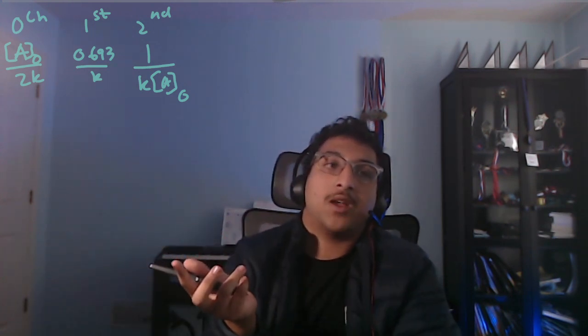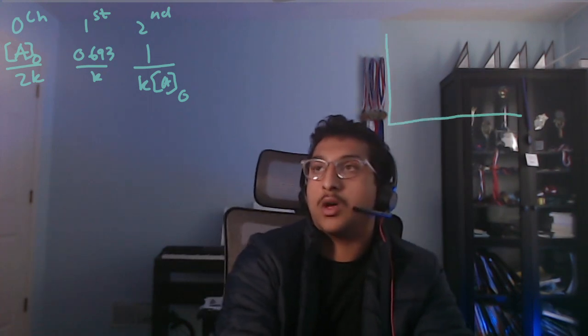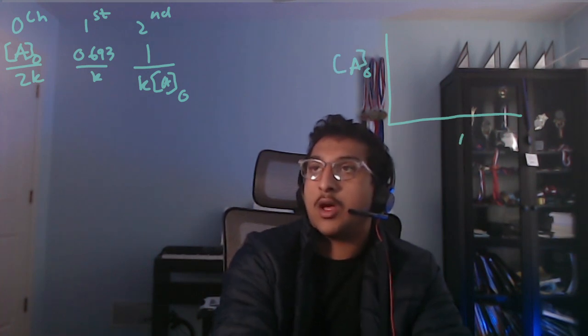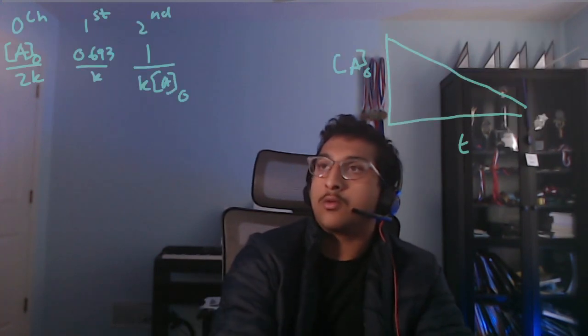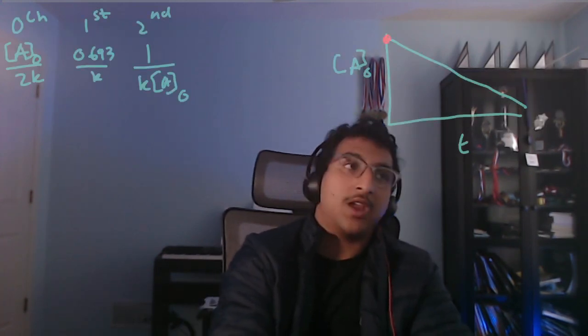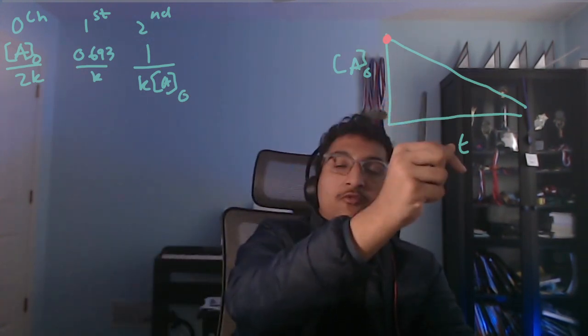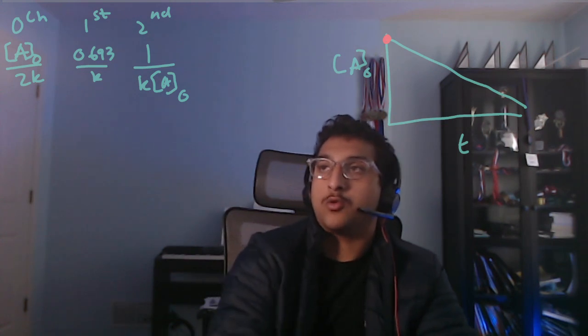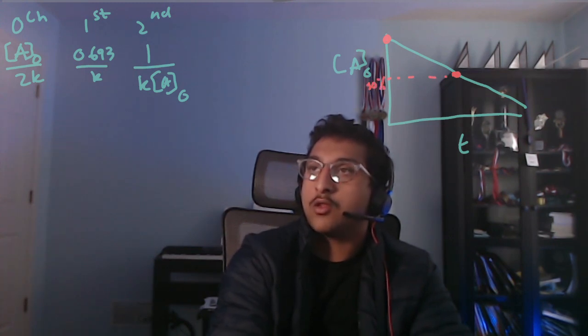Sometimes the problem might ask you, what is the second half-life? So given a concentration over time graph, let's say this is zeroth order, and you have this decreasing line. For the first half-life, it's just the time it takes for A0 to become 50% of what we started with. So around here, this is around 50%. The amount of time it takes is your first half-life.